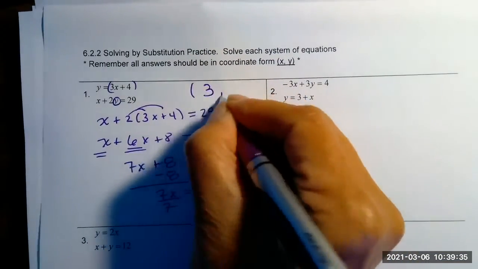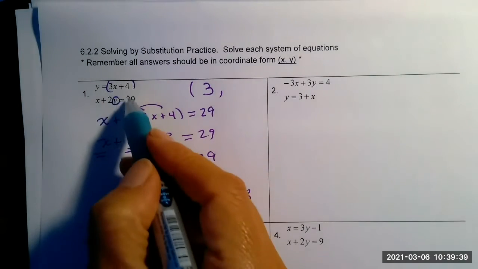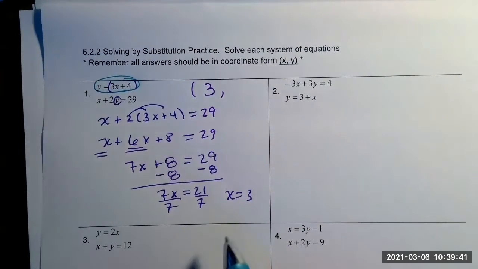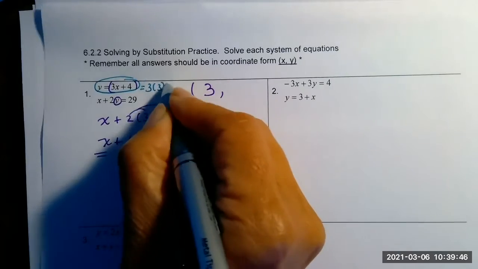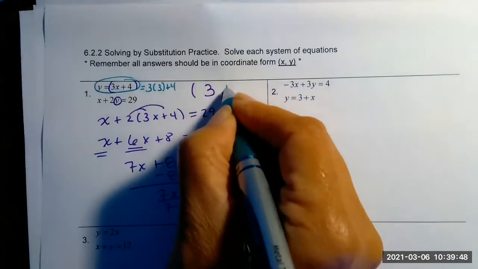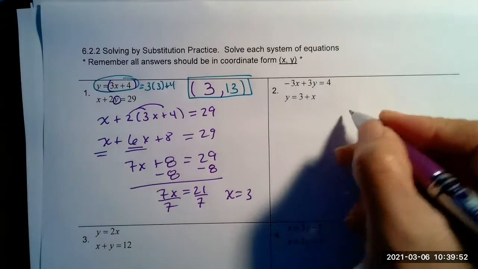So we have the point 3, comma. Now we're going to take that value and substitute it back into either one. This is the one I want to use because it's already y equals. So that's going to be 3 times 3 plus 4, which is 13. So that's my answer. All right, go ahead and try the next one.